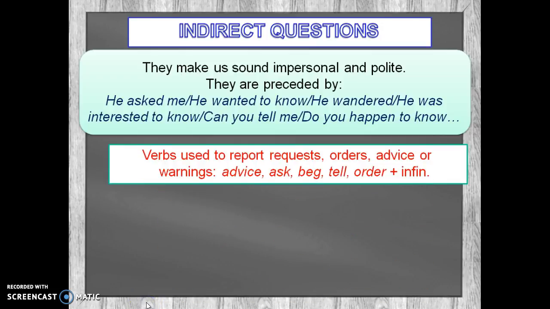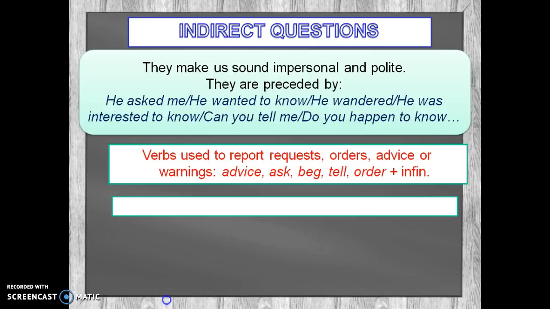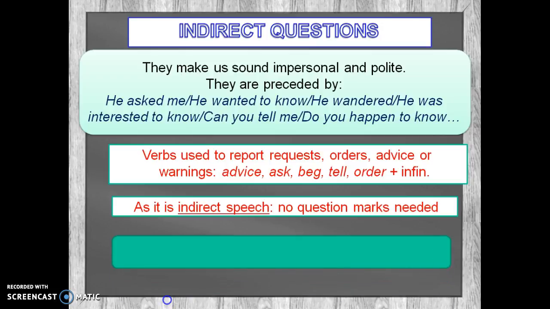Now, the verbs most commonly used to report requests, orders, advice or warnings are advise, ask, tell, order, followed by an infinitive. As this is indirect speech, we don't use question marks, they aren't needed.